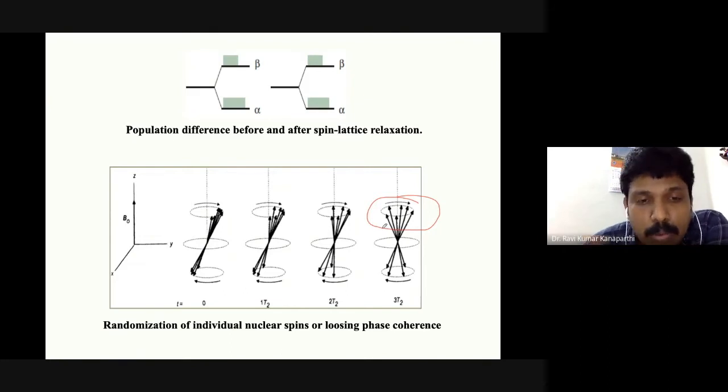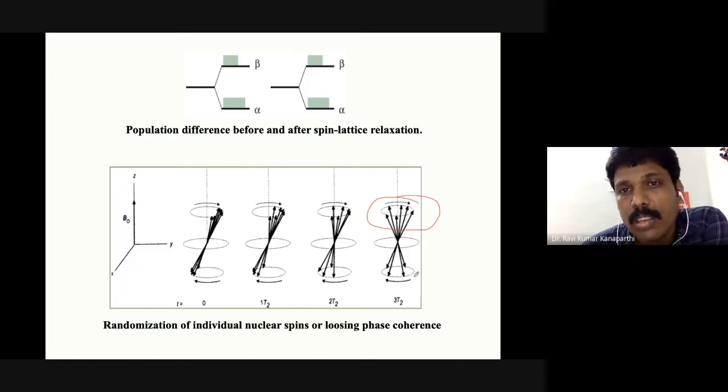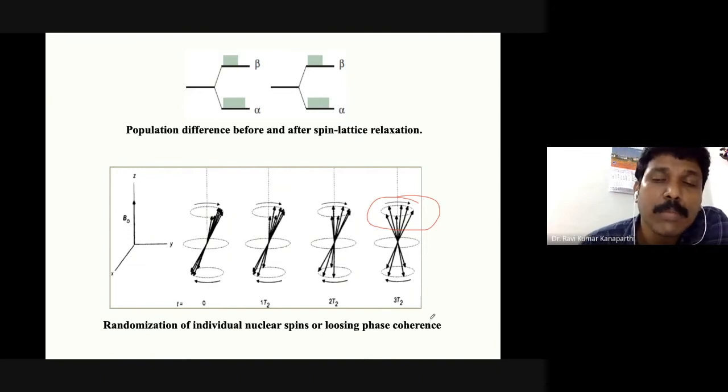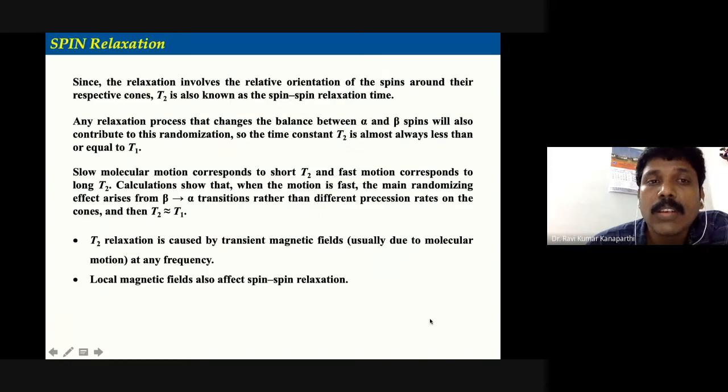So this process is referred to as randomization of individual nuclear spins, or losing phase coherence. The technical words are these: phase coherence. Coherently they are moving as long as the pulse is on. The moment the pulse is off, the phase coherence will be lost, and then they will go back to the zero position.